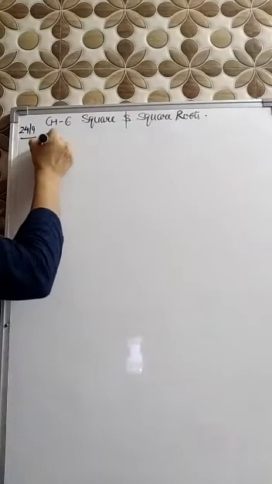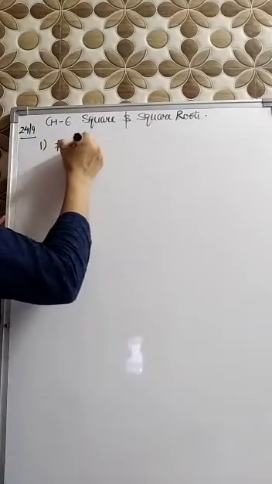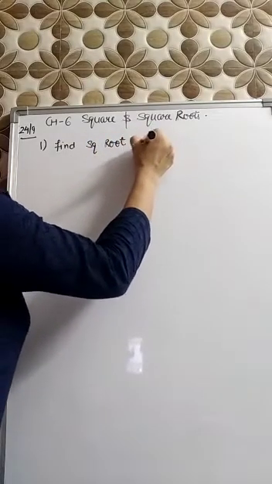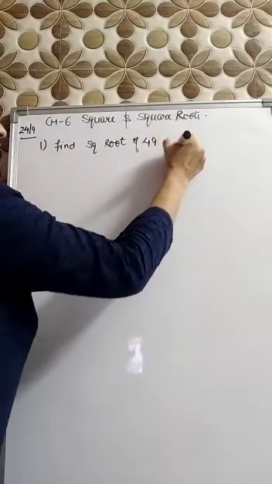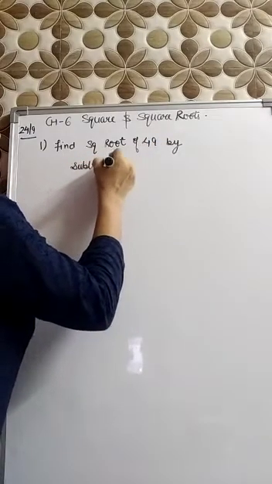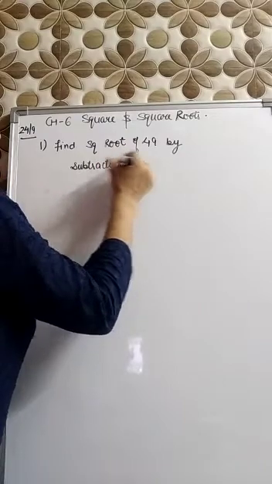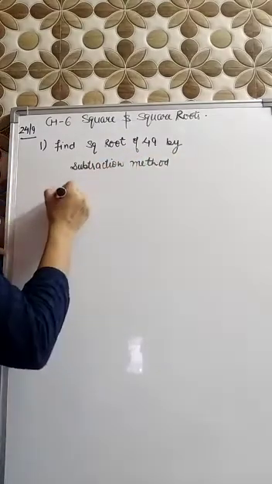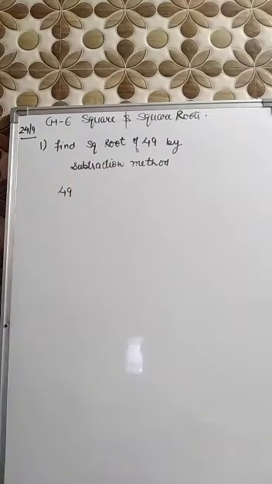So the first question is, find the square root of 49 by the subtraction method. For finding the square root of 49, you will start subtracting the odd numbers.